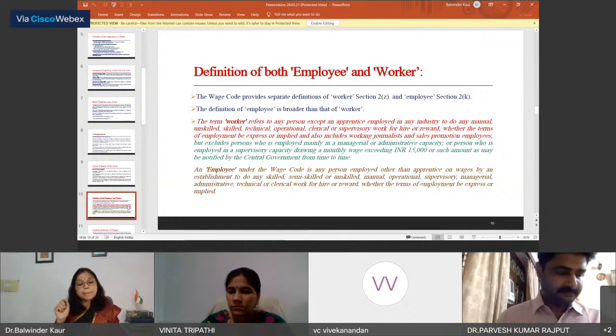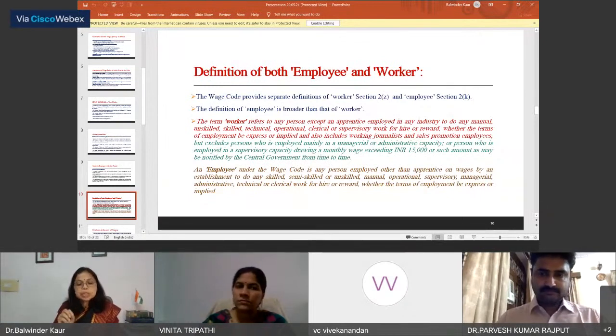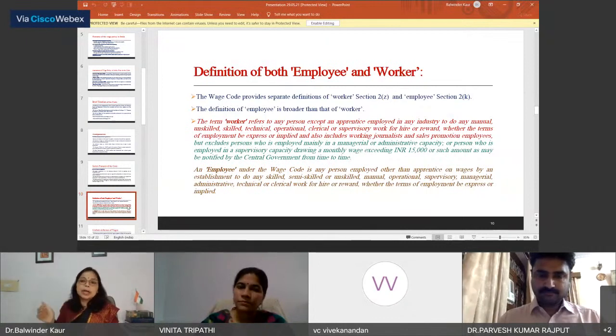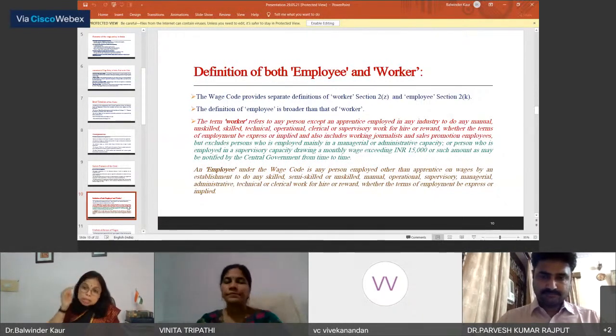But then when we see the payment of bonus, earlier, not under the Code on Wages 2019, in payment of bonus, the owner was included under the definition of an employer. But under the Code on Wages, he is not included. So even for payment of wages, we have to see the definition of employer, the owner won't be considered as an employer. But prior to Code on Wages 2019, the owner was the employer under the Payment of Wages Act.